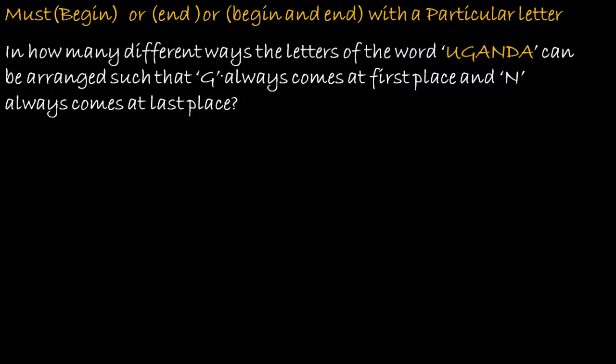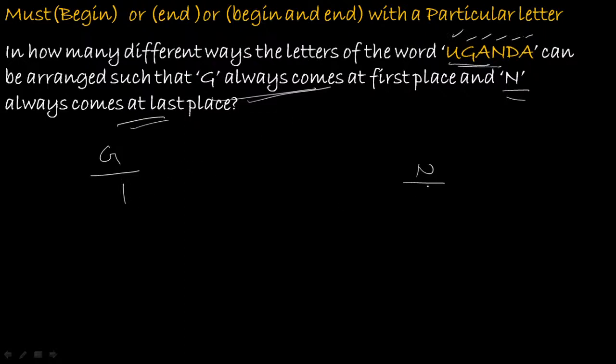Now, in how many different ways can the letters of the word Uganda be arranged such that G always comes at the first place and N always comes at the last place? So in the word Uganda, G occupies the first position and N occupies the last position. Uganda is a 1, 2, 3, 4, 5, 6 letter word. So the first and sixth positions are G and N. It is given. For the remaining 2nd, 3rd, 4th and 5th positions, we have to calculate the different possible arrangements.